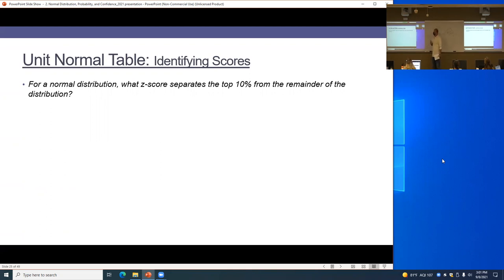We can also keep playing around with this. If we say, for a normal distribution, what score separates the top 10% from the remainder of the distribution? What do you think?